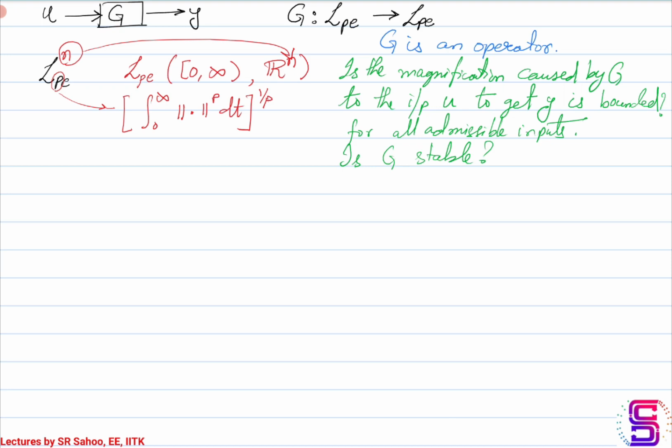Now here this G may be a linear operator or a non-linear operator, but as mentioned, it takes input from the LP extended space and gives you output in the LP extended space. So this essentially means that if U is in L1E, then Y will also be in L1E.